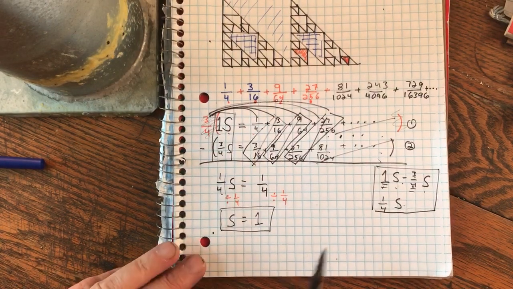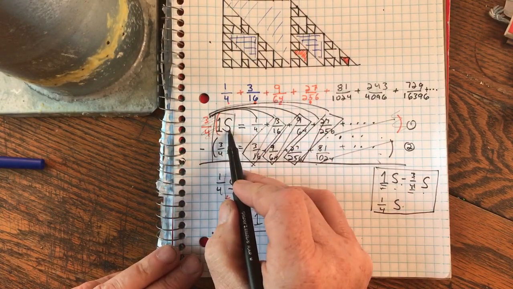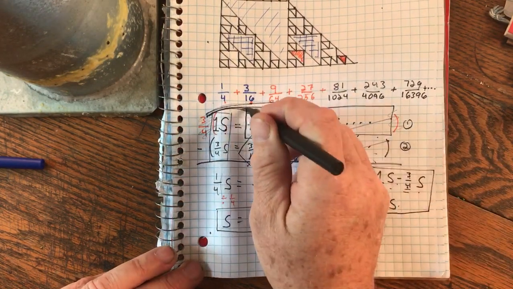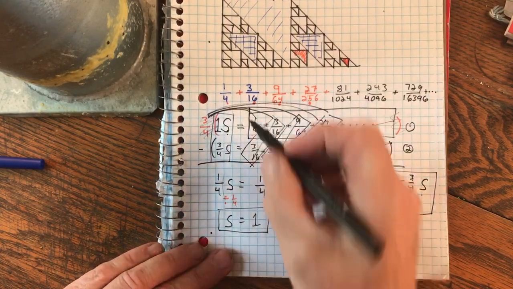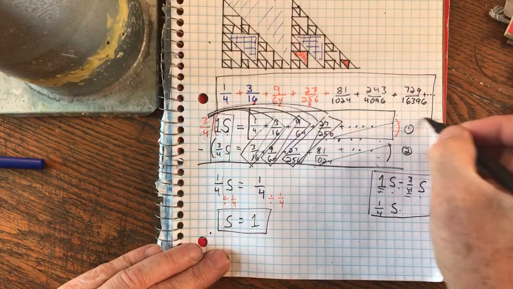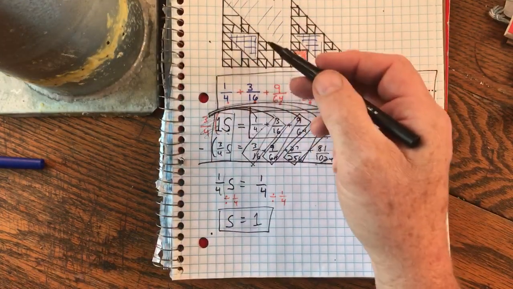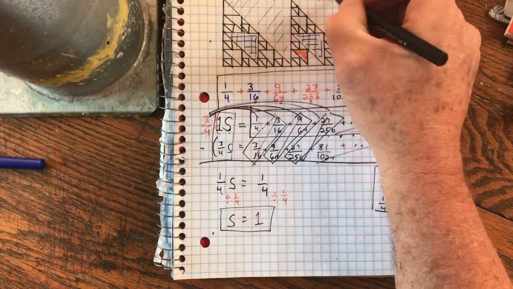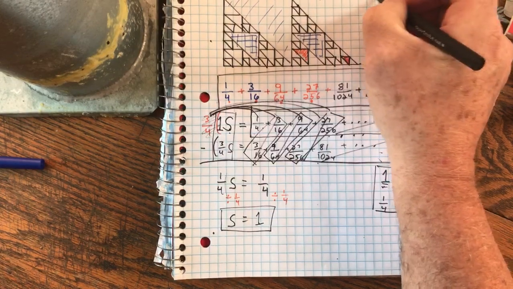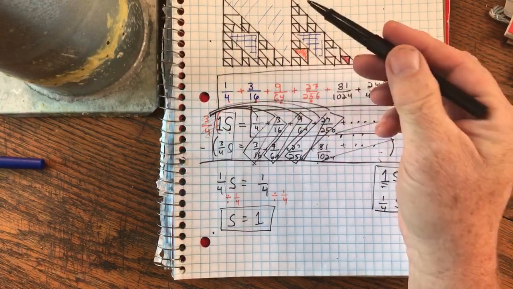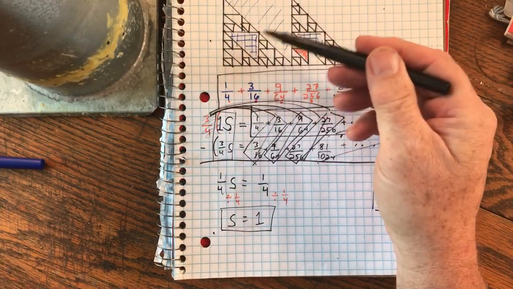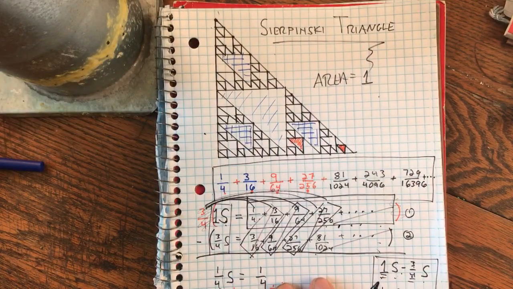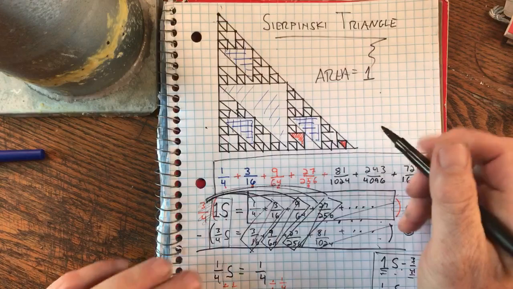Time out. What does that mean? That means that this s is 1. That means that this sum adds up to 1. That means that this series, which describes the empty region in the Sierpinski triangle, adds up to 1. But the area of the original triangle was 1, and the area removed is 1. That means the entire triangle has been removed. None of the triangle is left. It's all empty. Now that alone is kind of a startling result, which we could talk for days about.